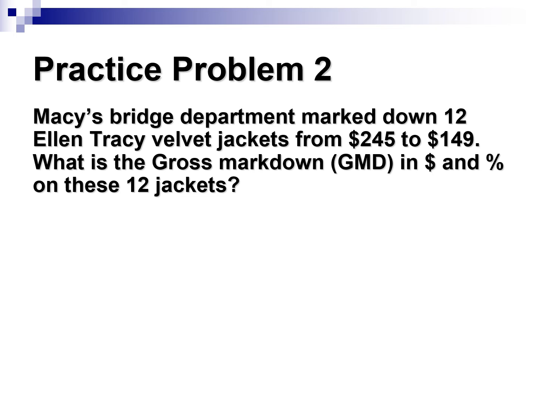Alright, in this problem, let's say Macy's Bridge Department marked down 12 Ellen Tracy jackets from $245 to $149. So that means the $245 was the previous retail price, and now it's sold for $149, so the $149 will be the lower retail price. What is the gross markdown in both dollar and percent on these 12 jackets?